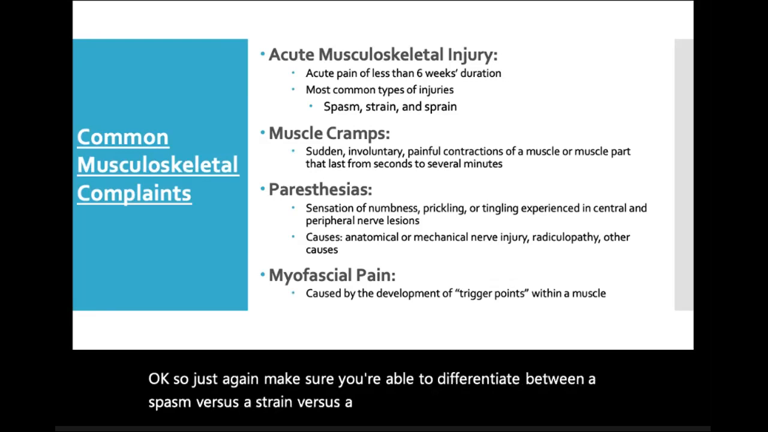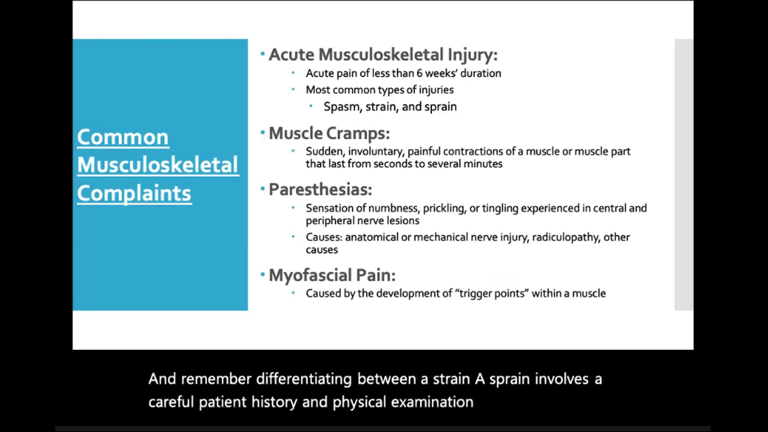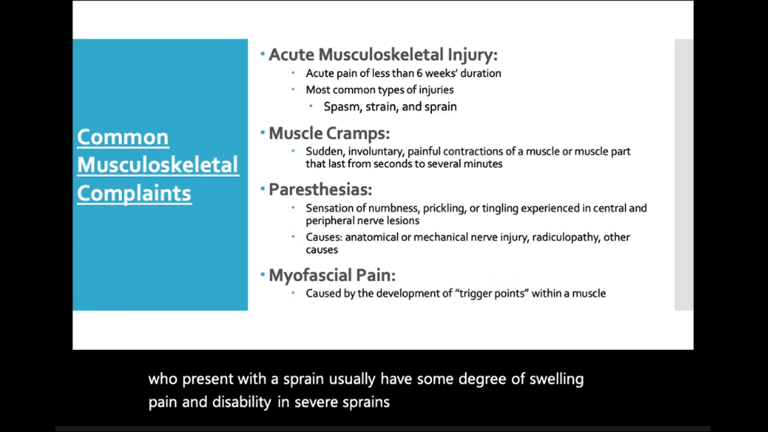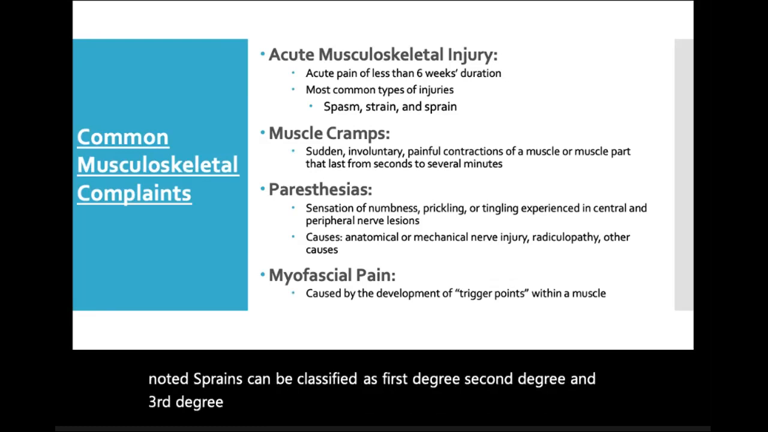And remember, differentiating between a strain and a sprain involves a careful patient history and physical examination, because patients who present with a sprain usually have some degree of swelling, pain, and disability. In severe sprains, deformity of the joint may be noted. Sprains can be classified as first degree, second degree, and third degree. So just make sure you're able to differentiate your first degree, second degree, and third degree sprains, okay?